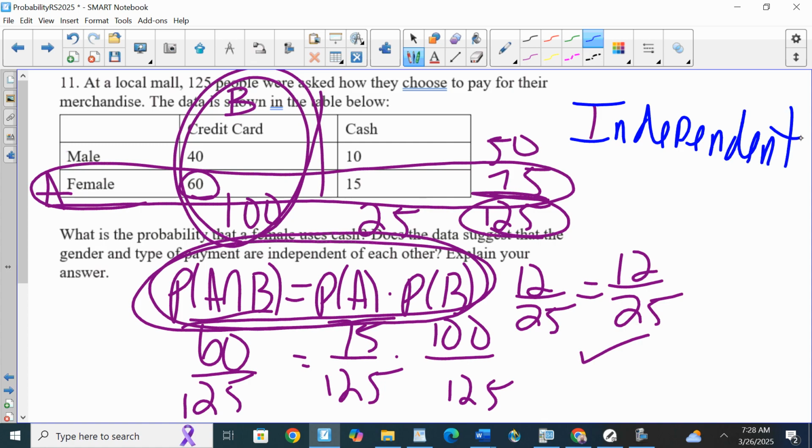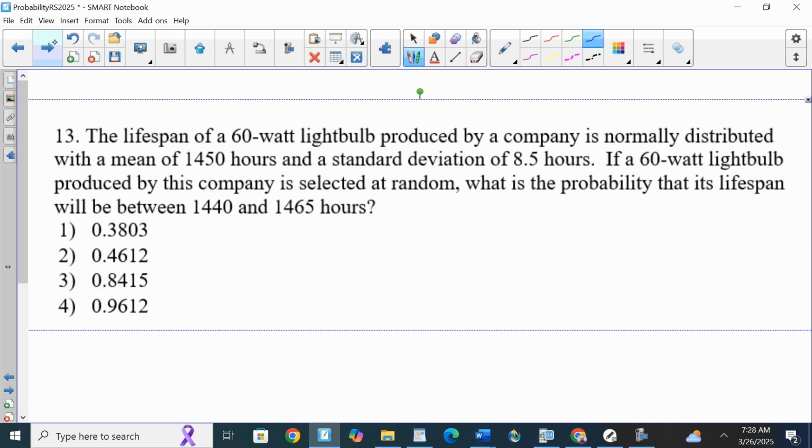I know it says explain. It shouldn't say explain. It should just say justify, and that's what we just did. There's nothing to explain. So for independent, use your independence formula. Your denominator is a total for all three. Choose, in this case, a gender, a type of payment. If it says to use specific values, then use the specific values. If it doesn't, then don't.